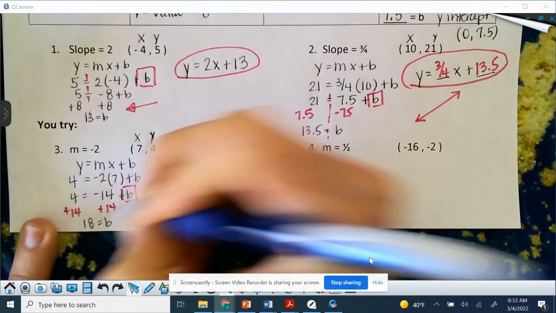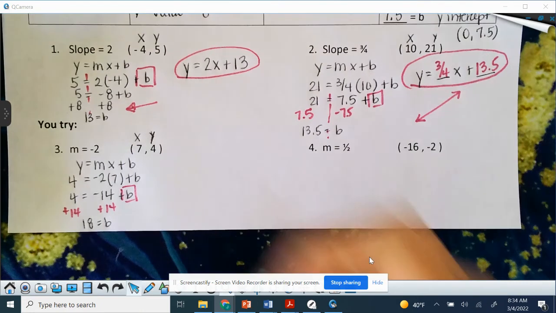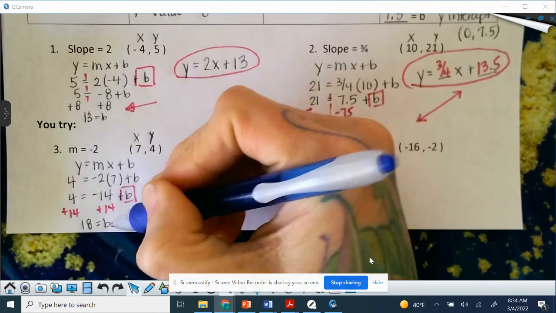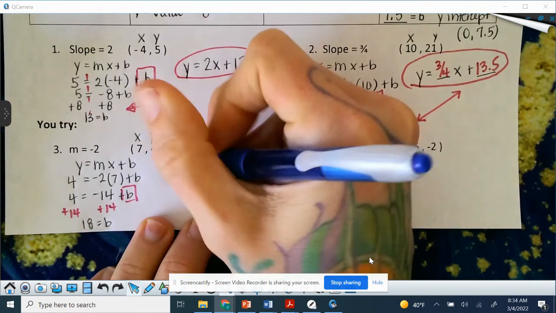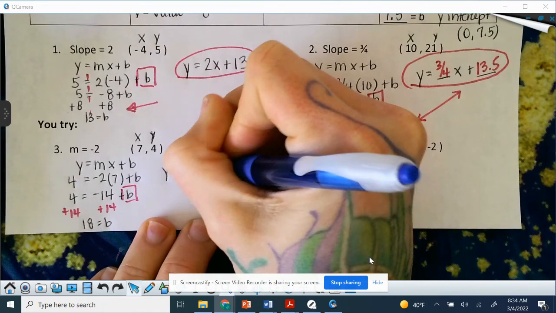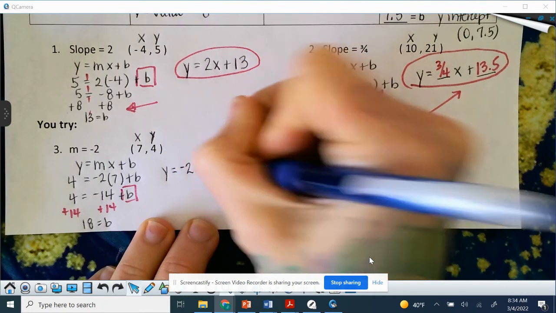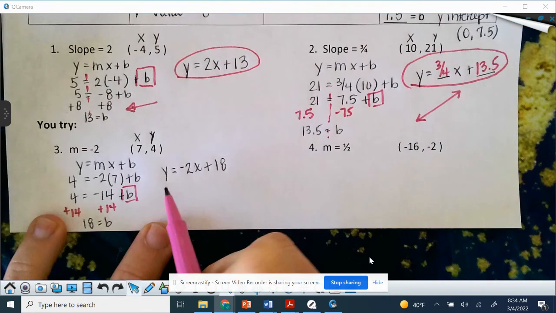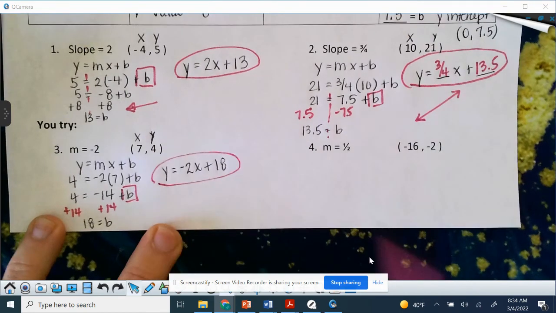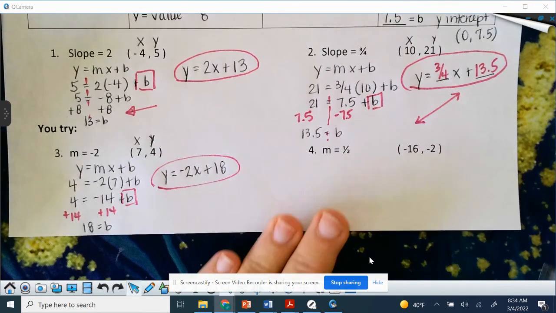Now we need to write the equation. So we have our m is -2 and our b is 18. So y equals m, which is -2, x plus 18. All right, so number 4, this one has a fraction, but I know you can do it.